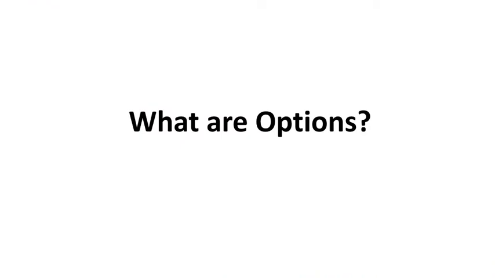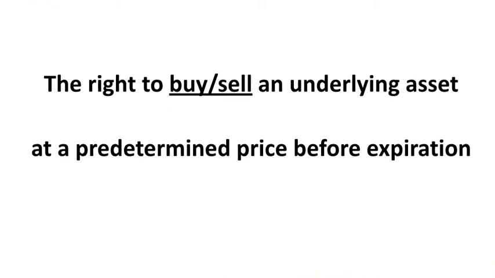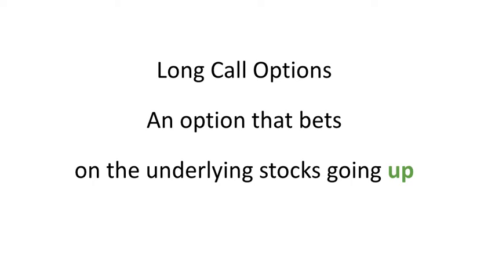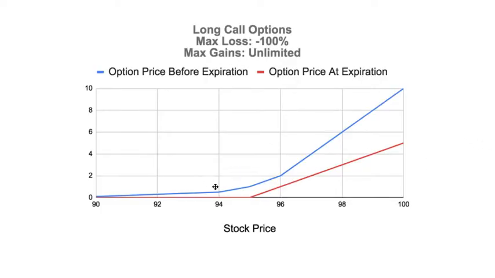So just really quick, what are options? We mentioned in the previous videos that it's the right to buy or sell an underlying asset, which can be a stock or a cryptocurrency, at a predetermined price before the option expiration date. In the last video, the long call option is an option that bets on the underlying stock going up. It has unlimited revenue, because as long as the stock or cryptocurrency price continues to go up, your option price will continue to go up. The max loss is 100%. You will lose 100% of whatever you put into these call options when the stock or cryptocurrency price drops.